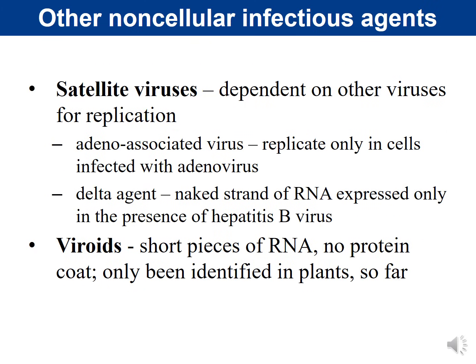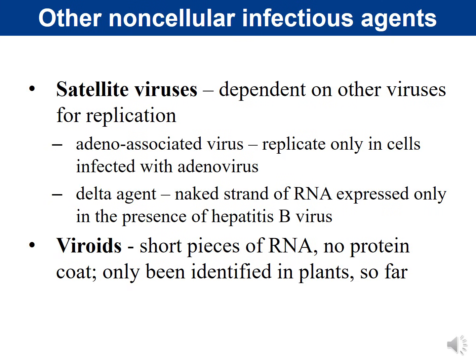So there are other non-cellular infectious agents, what are called satellite viruses, and these viruses are dependent on other viruses for replication, meaning that they can't infect a host cell by themselves. There has to be an additional virus in that host cell with them in order to replicate. An example of this would be adeno-associated virus. These can only replicate in cells that are infected with the adenovirus. And again, adenovirus causes respiratory infections.